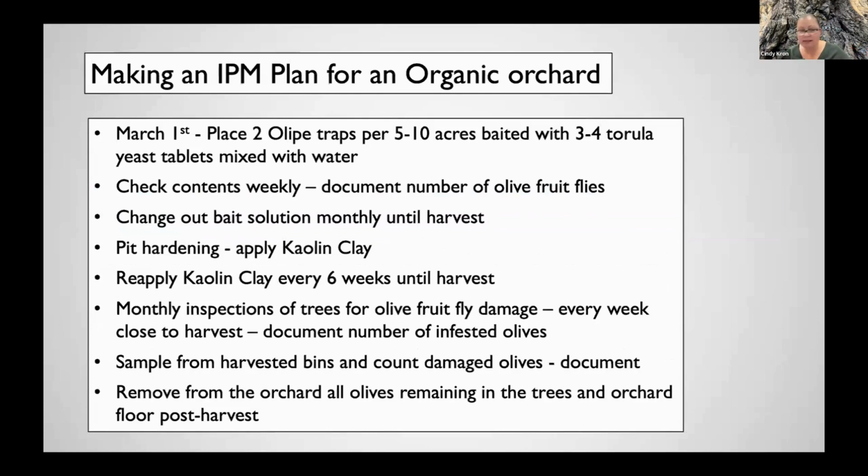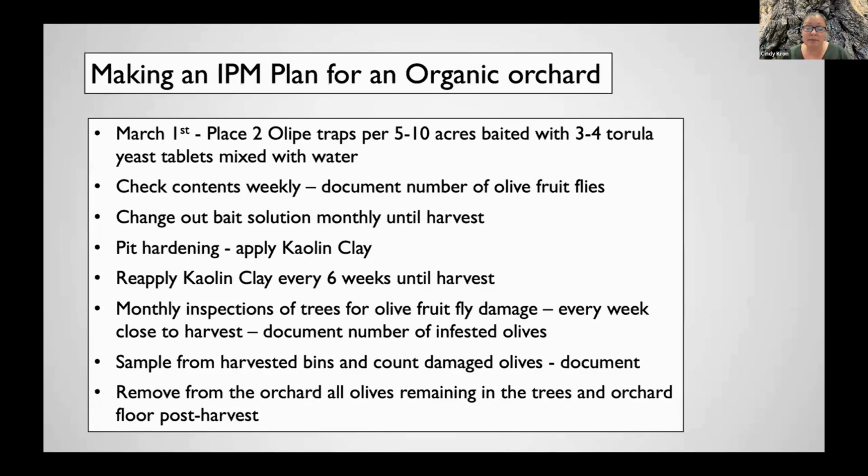So then what I did is that I put all that information that I highlighted, and I created this plan for how I'm going to combat olive fruit fly for the following season. And I have, okay, this is what you need to do at the beginning of the season, how often I need to check the contents and document, how often I need to replace, when do I need to apply my kaolin clay, how often do I need to repeat that, how often do I need to inspect the trees for olive fruit fly damage, to have an understanding, is it working? Are the control measures I'm putting out there actually effective?